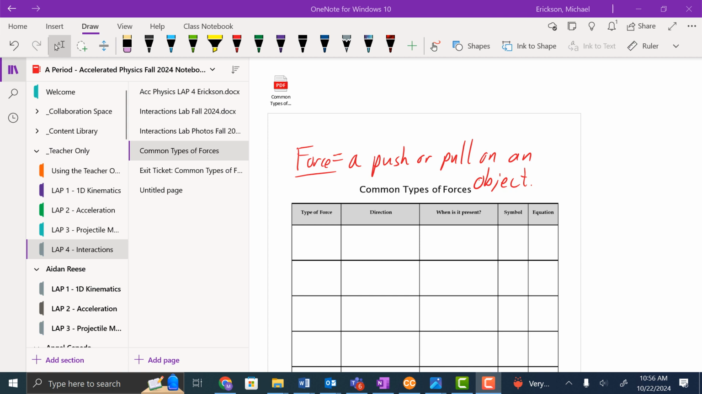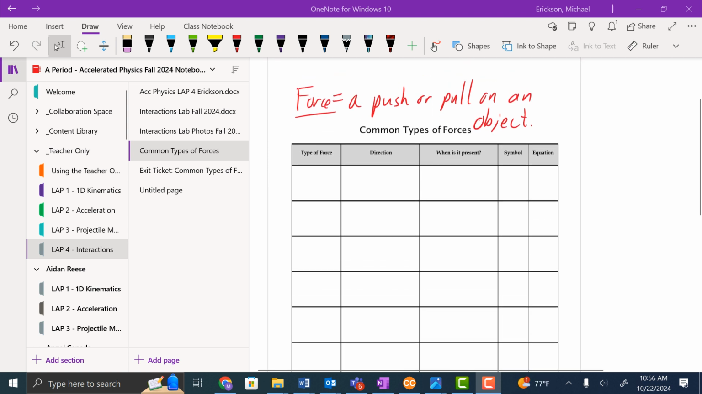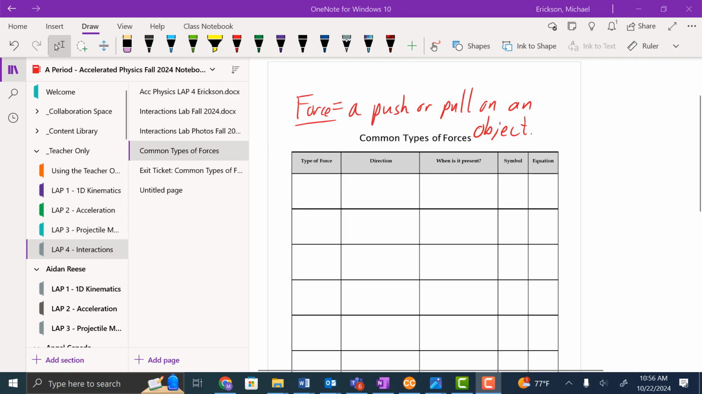Alright, so I'm going to define the forces we'll be using in this class. Let me go through all these forces with y'all. The first one is the basic one: if two objects are touching each other. Think of the block on the table. There's some sort of interaction occurring between the block and the table. I'm going to call that a normal force.